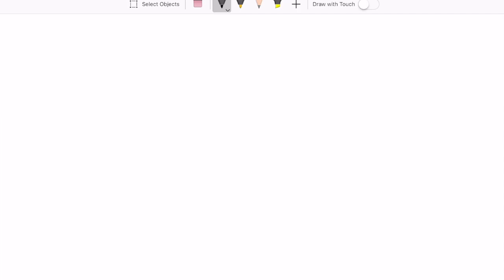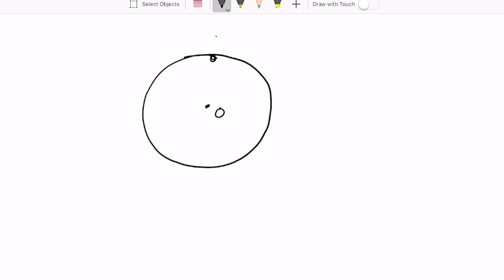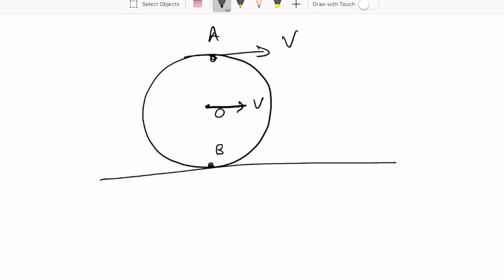Okay, so you've got a solid sphere that's rolling without slipping on a horizontal surface. You're considering 3 points on the sphere. O is the center. A is directly above the center, and B is the point at the bottom in touch with the ground. You're given the speed of O, the velocity of the center of mass, and we're calling that V. So the question is, what is the speed of point A and what is the speed of point B?